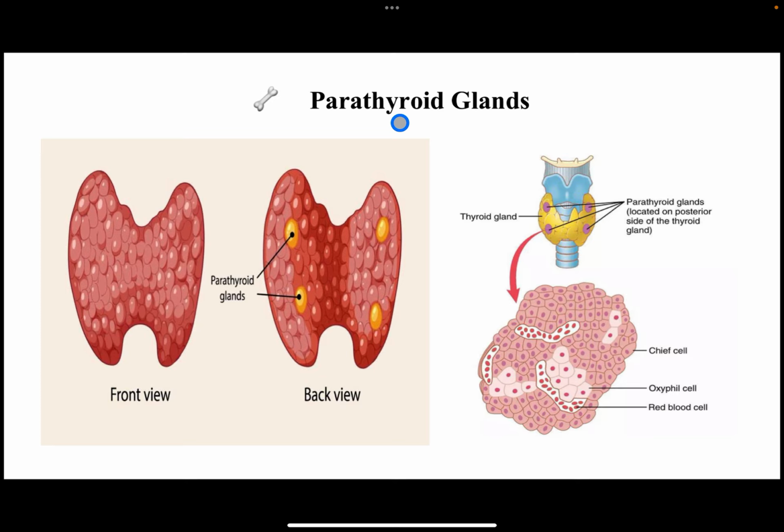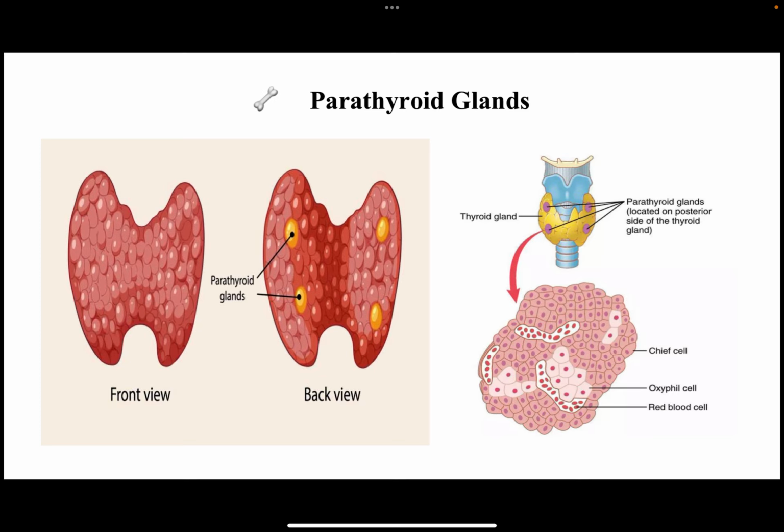Parathyroid hormone also targets the kidneys. It increases calcium reabsorption in the renal tubules. And this is how the parathyroid hormone is able to increase your blood calcium level. So it uses two mechanisms.